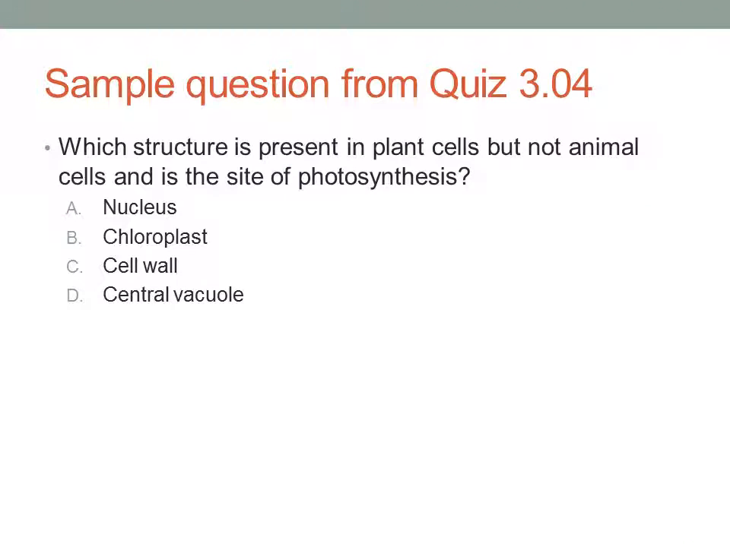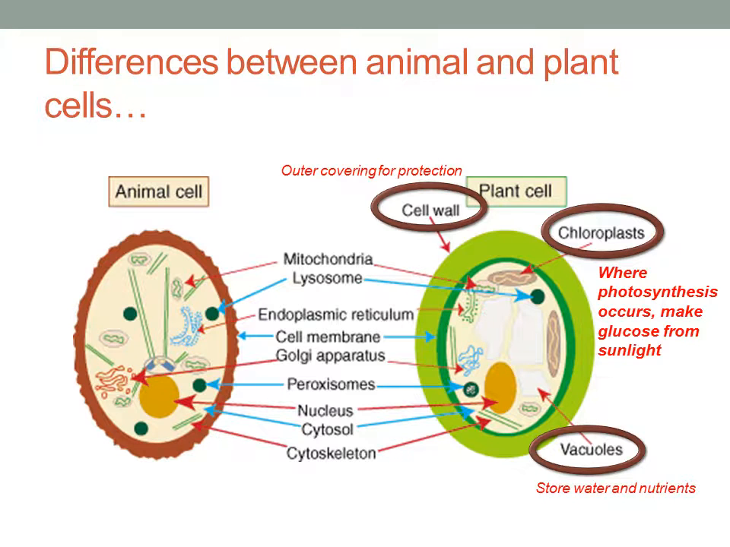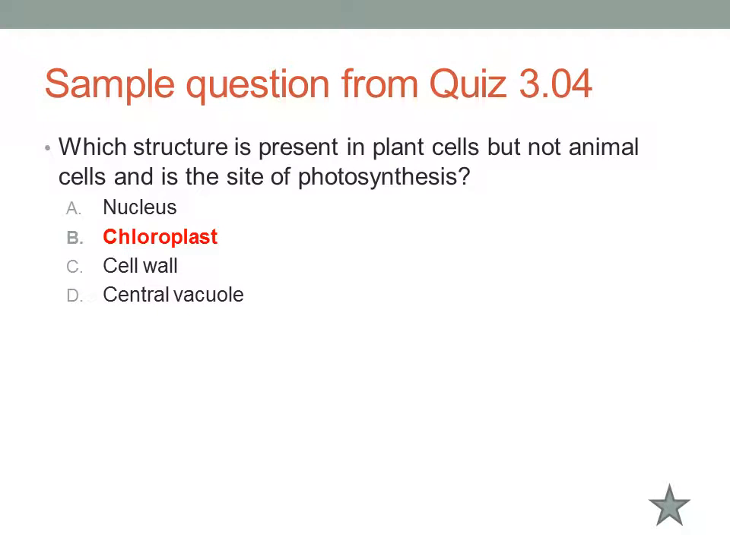The sample question from Quiz 3.04 is, which structure is present in plant cells but not animal cells, and is the site of photosynthesis? So we're looking at where photosynthesis happens. Is it the nucleus, the chloroplast, the cell wall, or the central vacuole? We see here that the chloroplast is where photosynthesis occurs and makes glucose from sunlight. So the best answer for this one would be B, chloroplast. That is where photosynthesis occurs and is only present in plant cells and not animal cells.